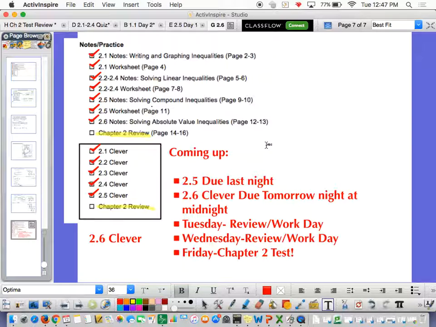2.5 was due last night, so hopefully you've done it. Tomorrow is a work day. Wednesday is a work day as well, but we're going to have a little bit of an activity that's going on. So don't leave everything for Wednesday during class because you're not going to have a whole lot of time to do it. And then those two reviews that I've got highlighted up there are a thing. And Friday is your Chapter 2 test. Hopefully I'm back by Friday, but if I'm not, you're still taking your test. So please be good, okay? I hope you're all behaving. I hope you're being nice to the sub. Get to work, friends. I will be checking up on your progress.